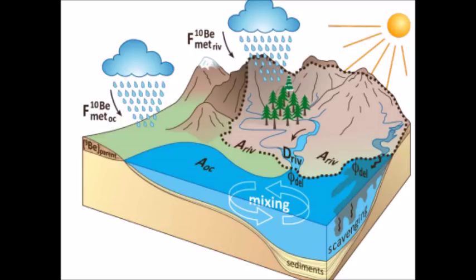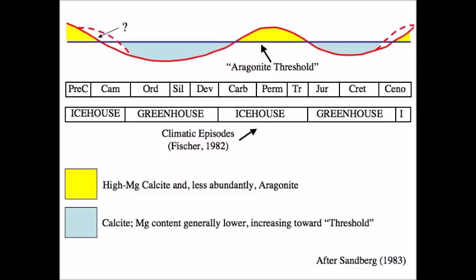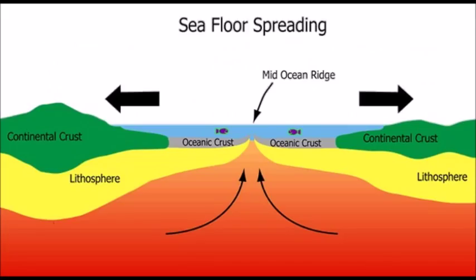which then inform us about the weathering. And even which polymorph of calcium carbonate was used to make the shell, whether calcite or aragonite, can inform us about the past. For example, geologists have figured out that the oceanic precipitation of aragonite corresponds to climatic greenhouse periods, while the precipitation of calcite corresponds to icehouse periods. But also, slower seafloor spreading causes higher precipitation of aragonite, while faster seafloor spreading causes higher precipitation of calcite.